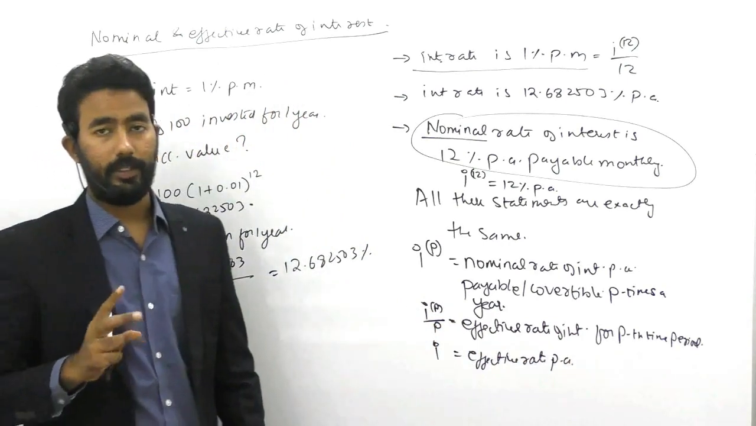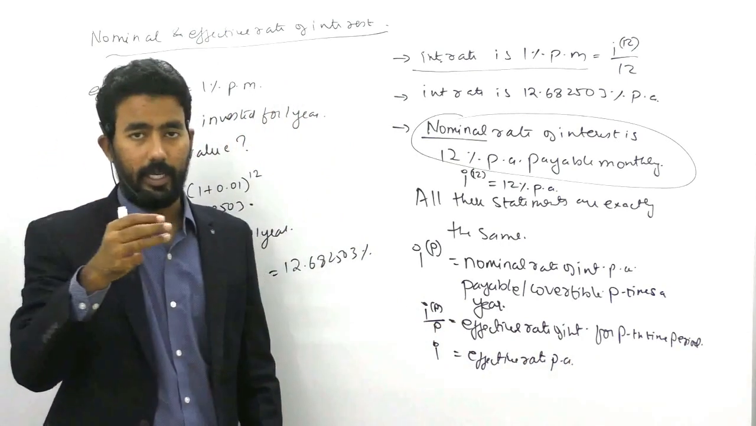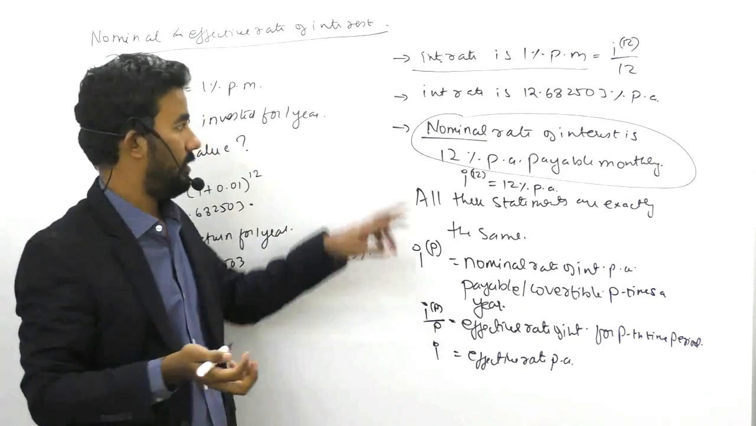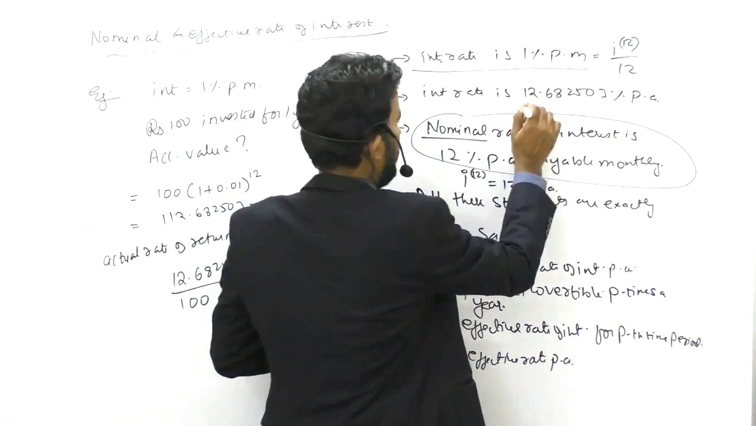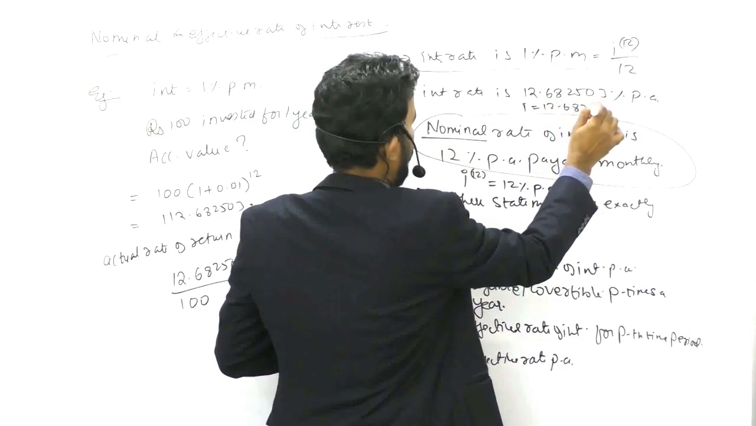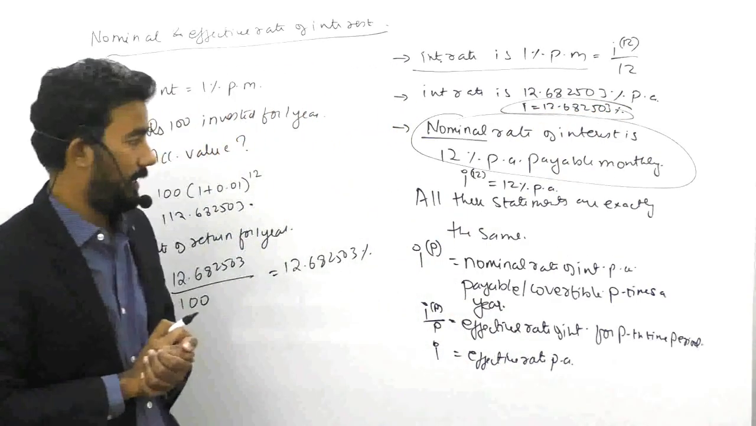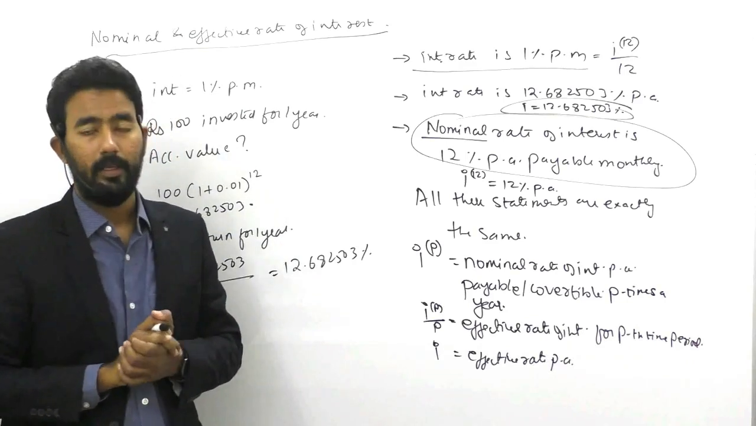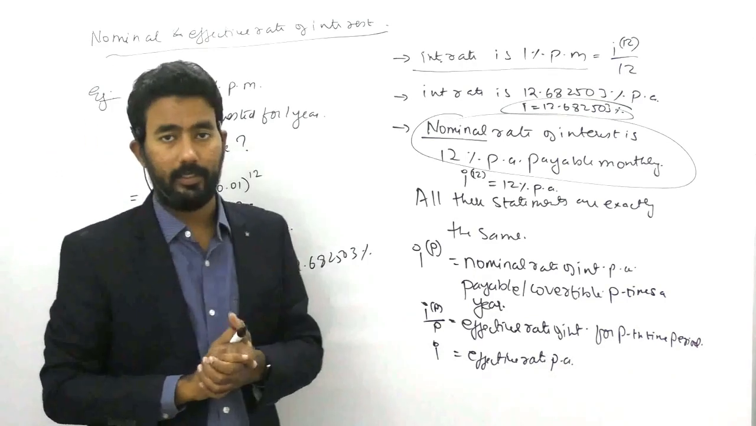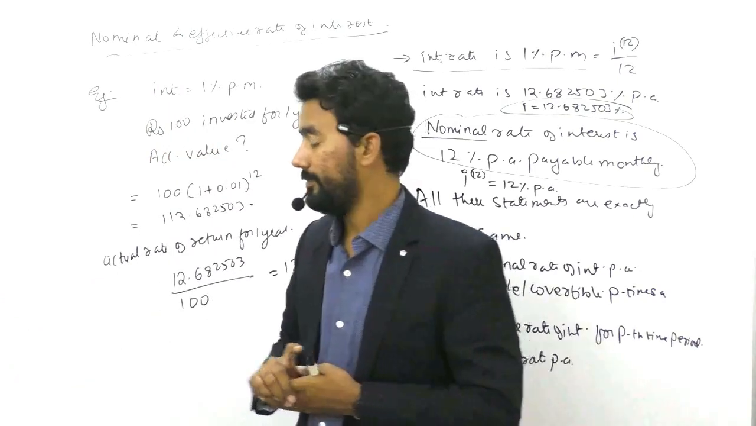Effective rate per annum, effective rate for the pth part of the year, and the nominal rate. There are three notations. This is the effective rate. This i is 12.682503%. So I hope this is very clear to you. Let us look at one more example to understand this in better detail.